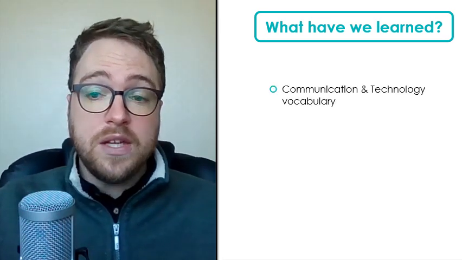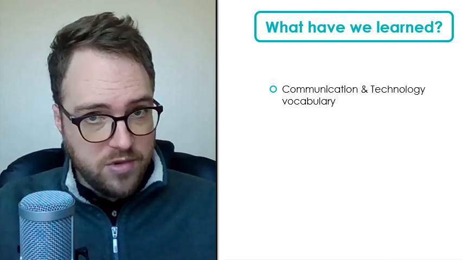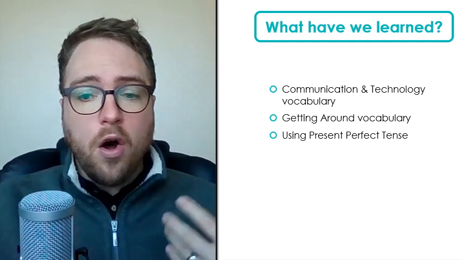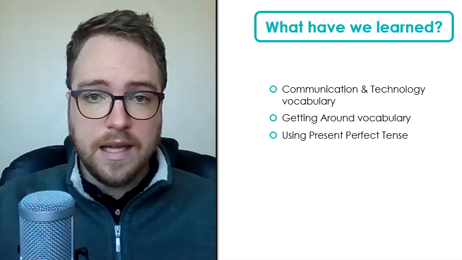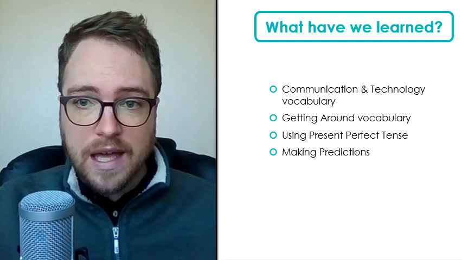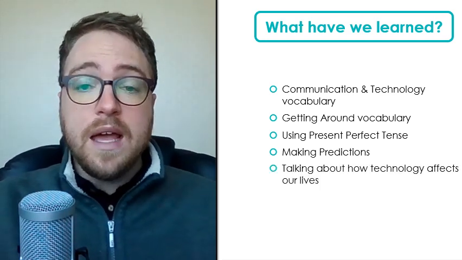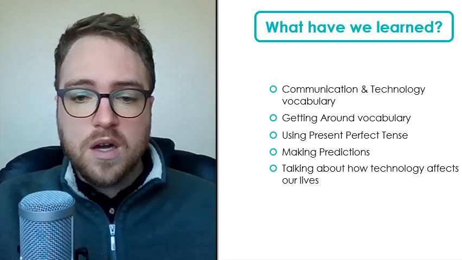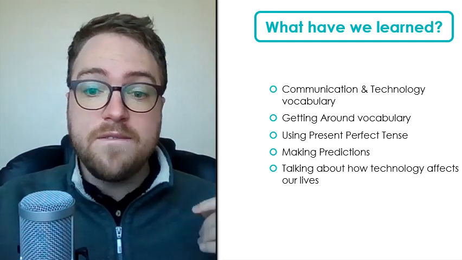So let's quickly talk about what we have learned in this unit. Well, we learned about communication and technology vocabulary. We learned some vocabulary about getting around, okay, mostly phrasal verbs. We learned all about the present perfect tense and how to use it. We learned about making predictions, okay, in the future. And we learned about how to talk about technology and how it affects our lives.